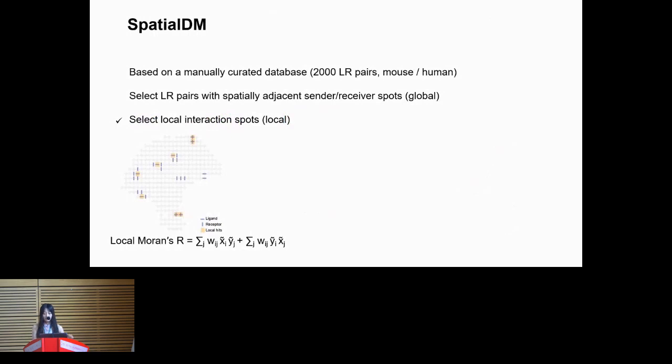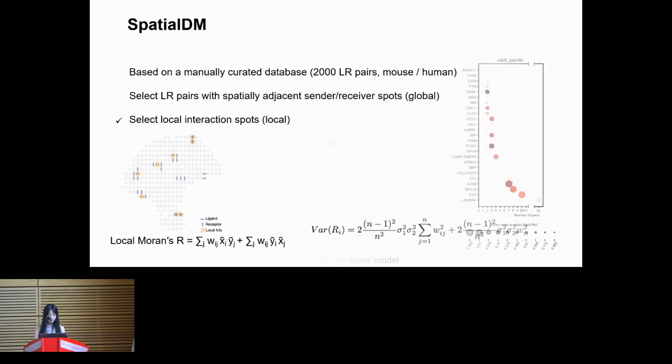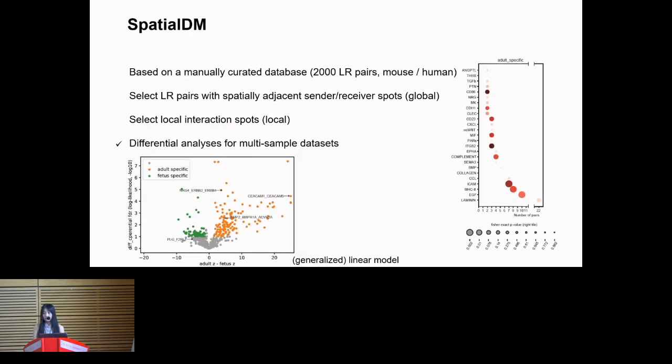So basically, if the high ligand-expressing spots are surrounded with high receptor-expressing spots, the spot will have a higher local Moran R and vice versa. And similarly, you can apply this z-score testing to save your computational resources. We also included a differential analysis module based on a generalized linear model to test if a difference in condition is actually affecting your difference in global Moran statistics.